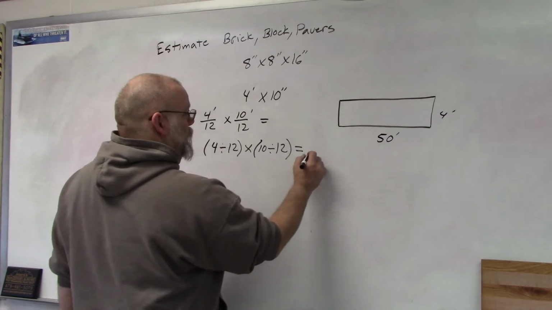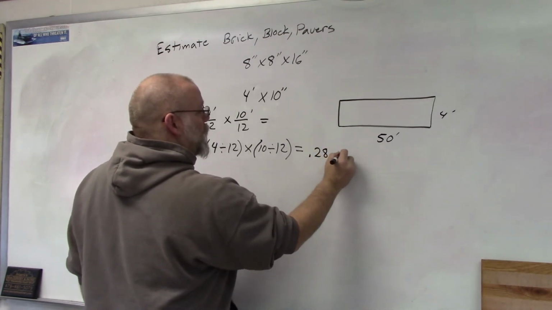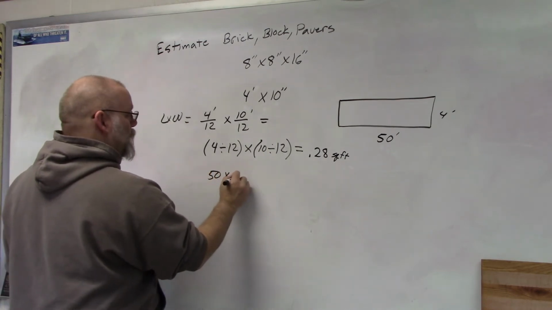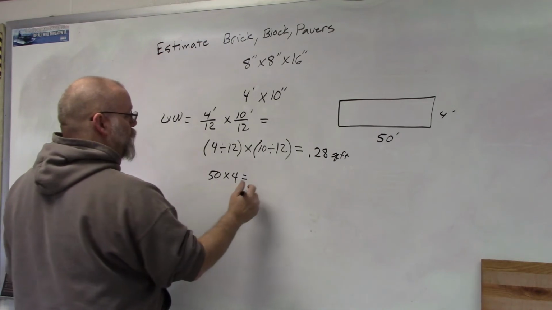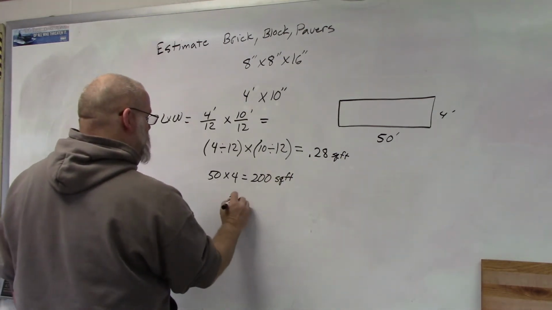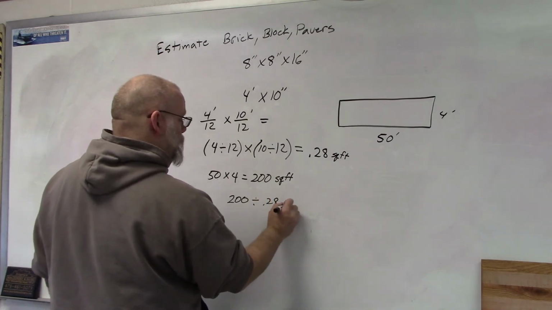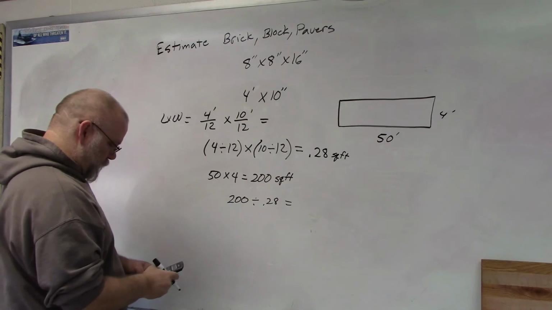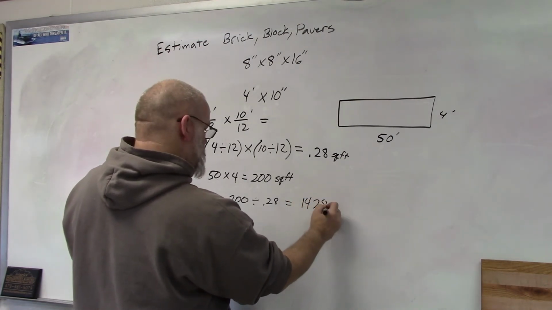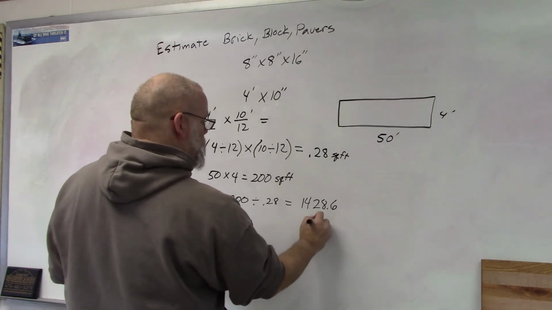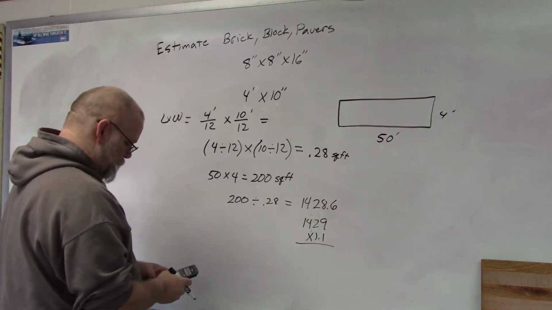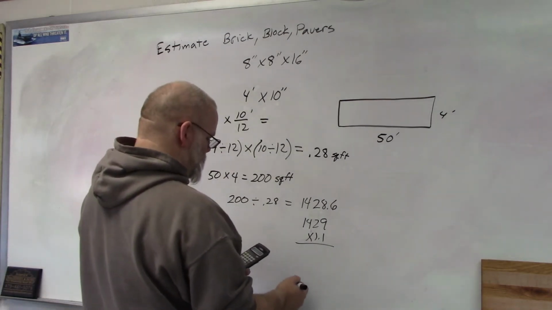So we'll say 0.28 square feet, because these are in feet. Then I would take 50 times 4, and now we get 200 square feet. So then I would just take 200 divided by 0.28, which is the same as 400 divided by 0.56 in ratio terms, and that would give me 1428.6, so 1429, times our waste. 1429 times 1.1 is 1572 pavers.